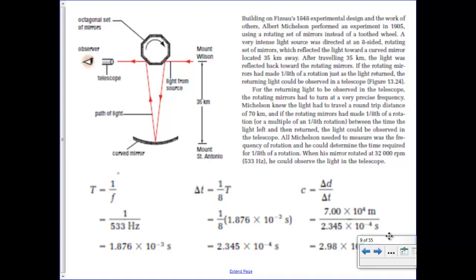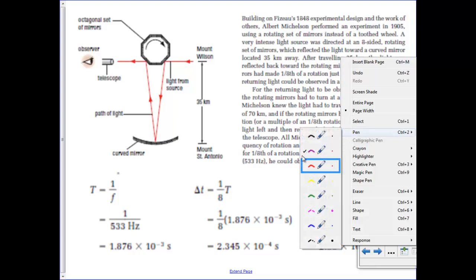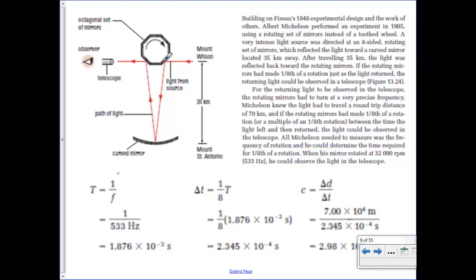Because as it rotates, let's see if I can describe this here. As it rotates, this one will now be sitting here, and then this one will now be sitting here. So by the time the light goes from here down to here and back up again, hopefully this thing will have turned like an eighth of a turn, so the light can keep going. Does that make sense? But if the thing has turned a little bit too far, or not far enough at that point, then you won't measure the light. So long story short, he figures out that he needs about 533 hertz.